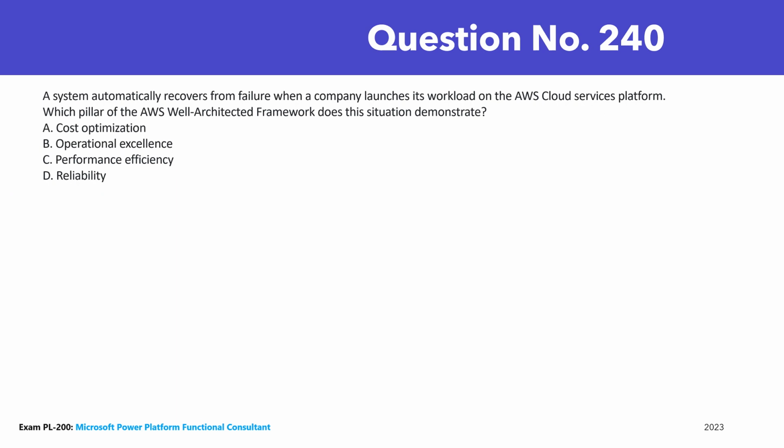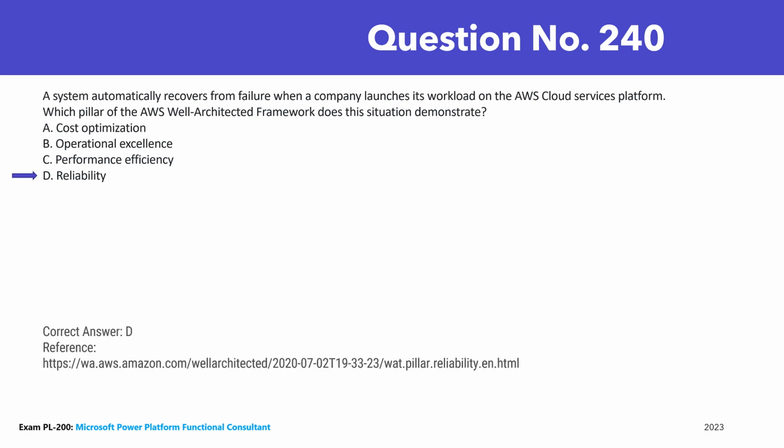A system automatically recovers from failure when a company launches its workload on the AWS Cloud platform. Which pillar of the AWS Well-Architected Framework does this situation demonstrate? A. Cost optimization. B. Operational excellence. C. Performance efficiency. D. Reliability. Correct answer, D.